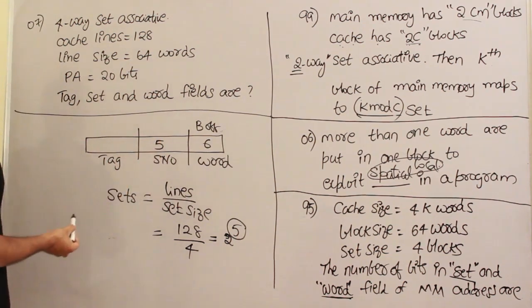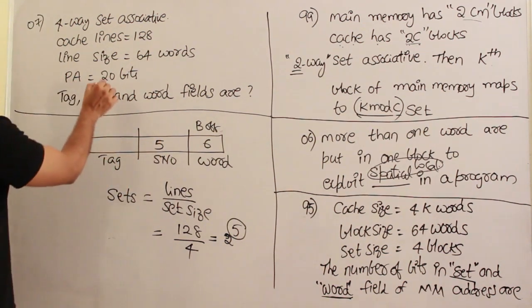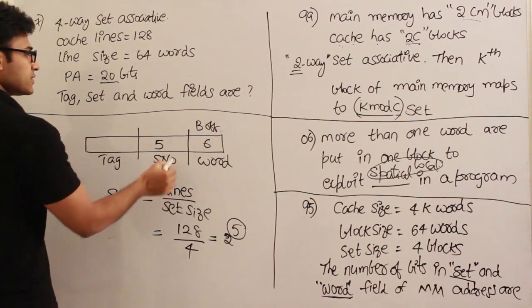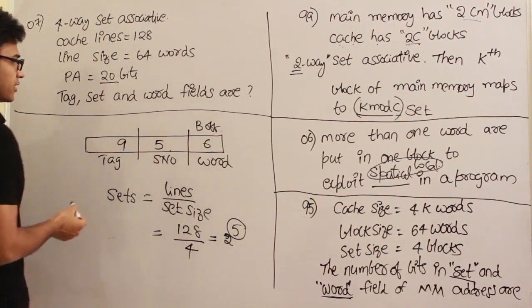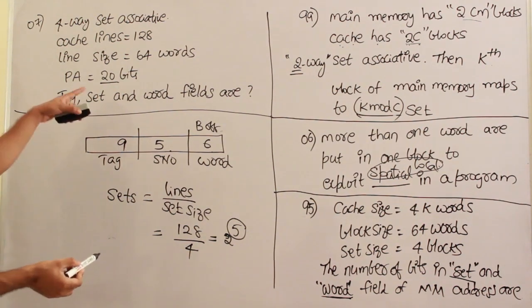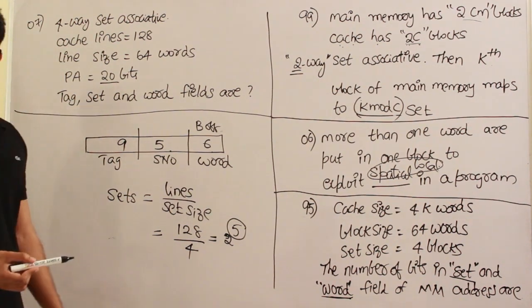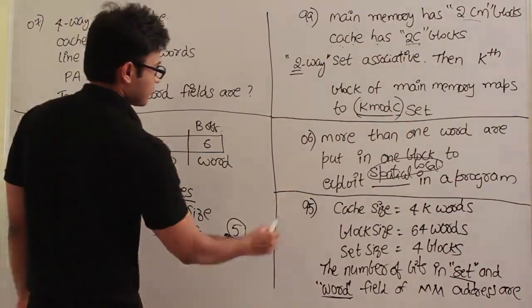And what about the tag number? The total address put together is 26 bits, and the other fields total 17, therefore the tag must be 9. Got it? So this is how it is organized. It is given in GATE 2007. You can watch it. Okay, fine.